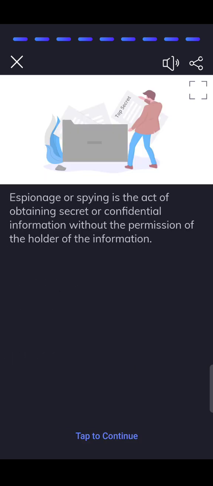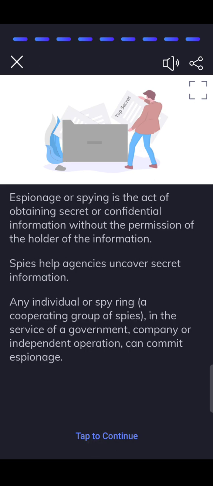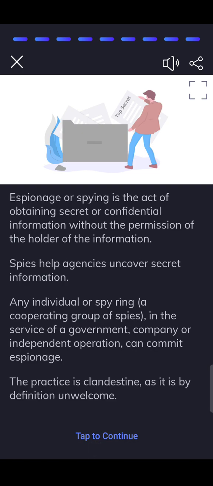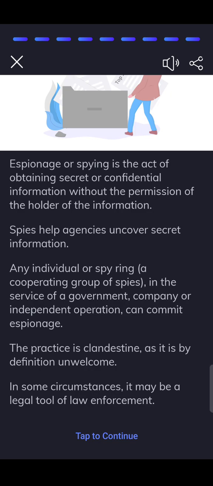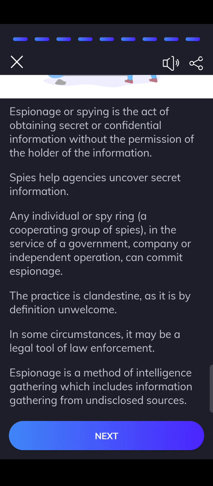Espionage, or spying, is the act of obtaining secret or confidential information without the permission of the holder of the information. Spies help agencies uncover secret information. Any individual or spy ring, a cooperating group of spies, in the service of a government, company or independent operation, can commit espionage. The practice is clandestine, as it is by definition unwelcome. In some circumstances, it may be a legal tool of law enforcement. Espionage is a method of intelligence gathering which includes information gathering from undisclosed sources.